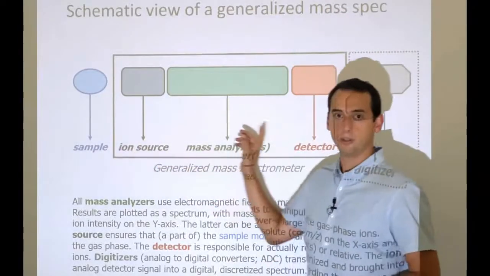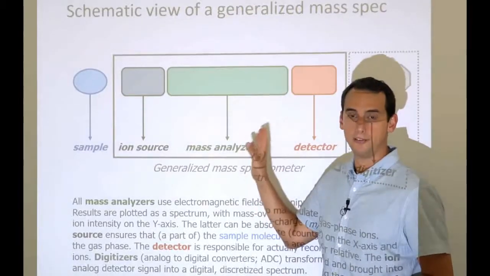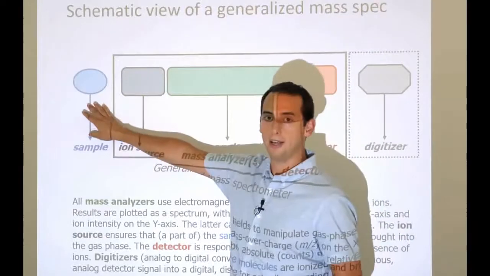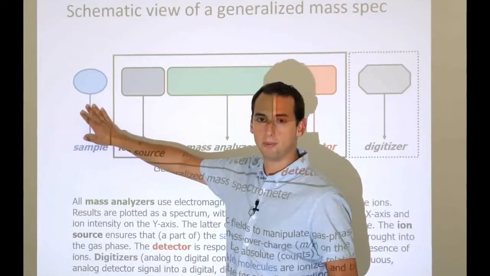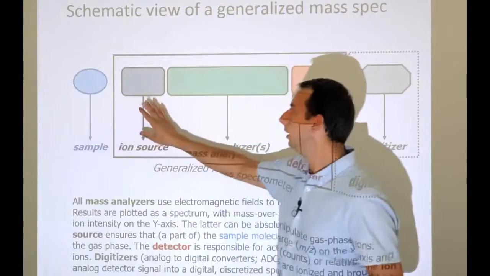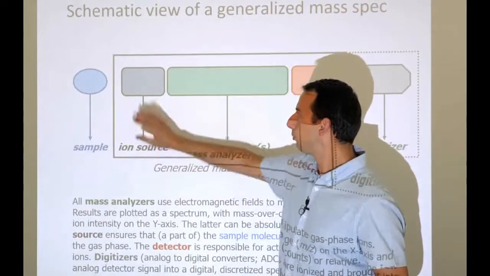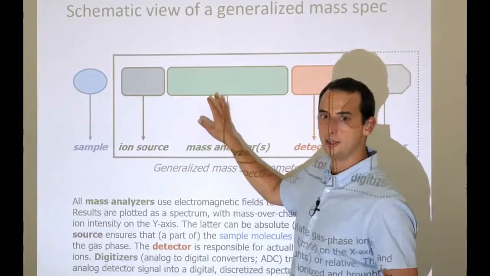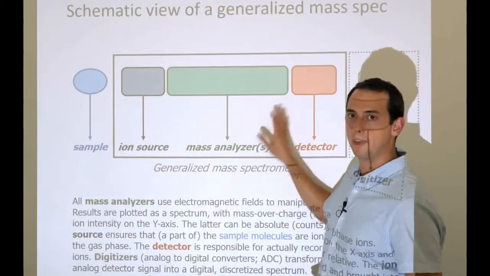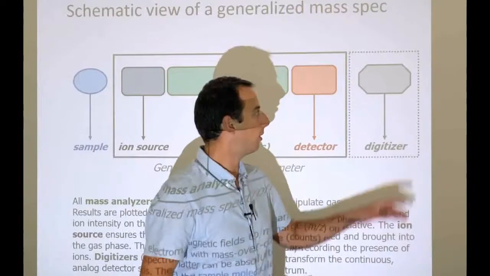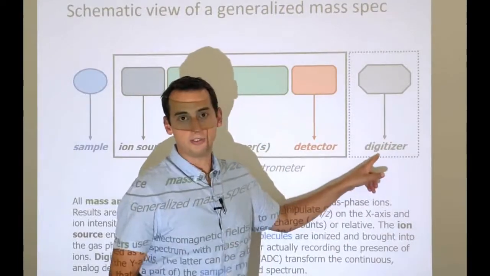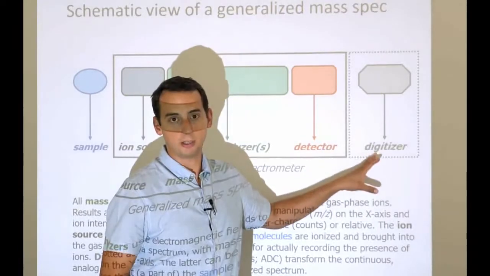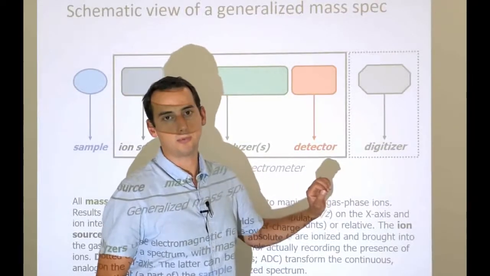I use a color coding here, which I will use throughout the slides and throughout the lectures. It's always going to be the same color code. So this light blue always indicates sample or sample molecules. This purple gray is ion source. The green is a mass analyzer. The red is a detector. Only on this slide am I going to talk about one other component, which is the digitizer. Now, the digitizer is an important component of a mass spectrometer and used to make a lot of difference, but these days it's not that important anymore.